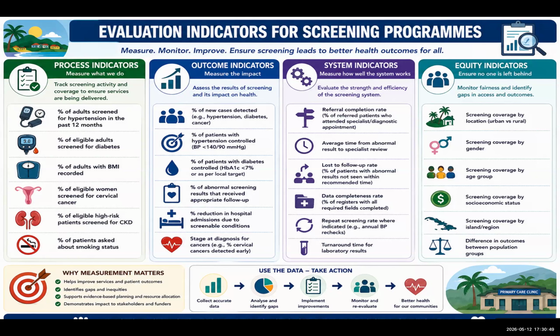We want to see system indicators. Are we completing referrals on time? Are we getting abnormal results to patients in a timely fashion? Can we complete proper data entry? And can we repeat the screening cycle effectively? And equity indicators. Can we make sure that a large volume of the population is being contacted? Can we make sure we have almost equal male and female numbers with respect to cancer screening? Can we make sure all ages are screened properly, right? We want to collect accurate data, analyze and identify the gaps, implement and improve, and then monitor and reevaluate. And that's essentially better for the entire population.